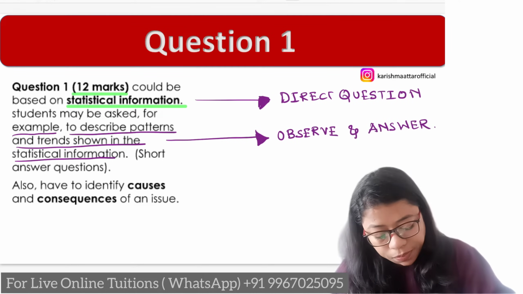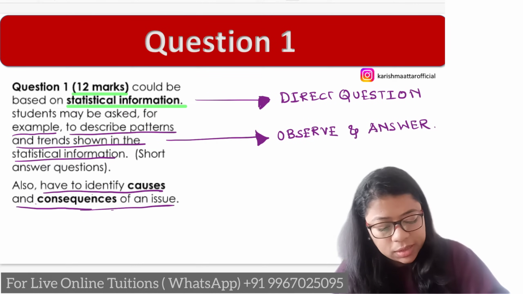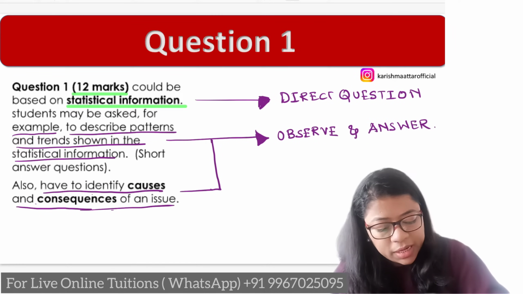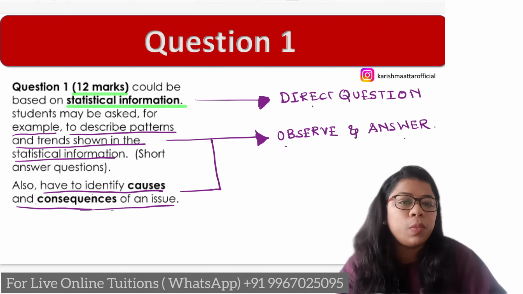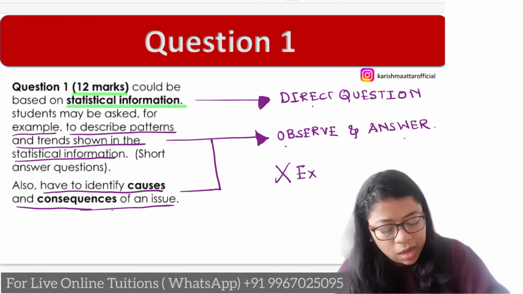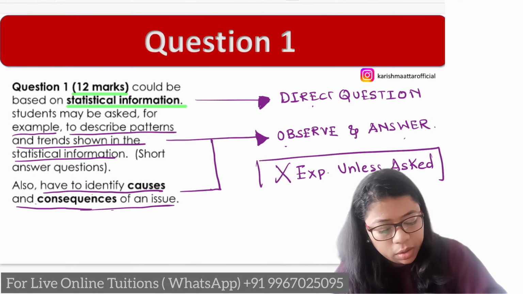Okay? Now, you also have to identify causes and consequences of an issue. Again, this is an observation question, isn't it? So what you have to do, it's a direct question. You have to observe and directly answer. So do not waste too much time in writing the explanation. No need to give explanation unless asked. Okay, I hope I'm clear until here.